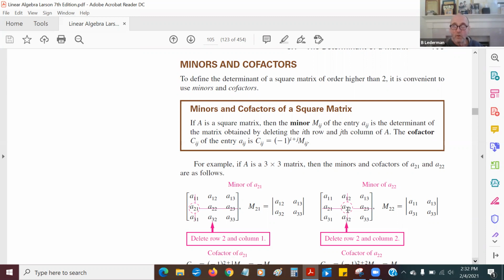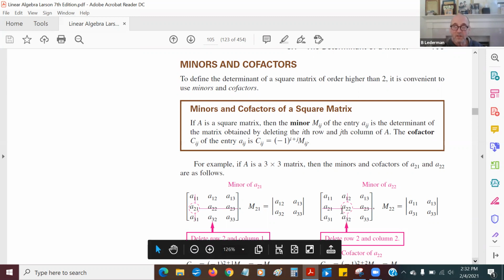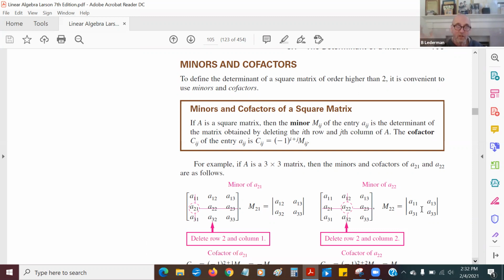And if I want to find M22, I look at A22, and again I just delete anything that's in the same row and the same column. The numbers A11, A13, A31, A33 are the numbers that go into that matrix, and I figure out the matrix. Then you do the 2x2 determinant the regular way you've always done it before.